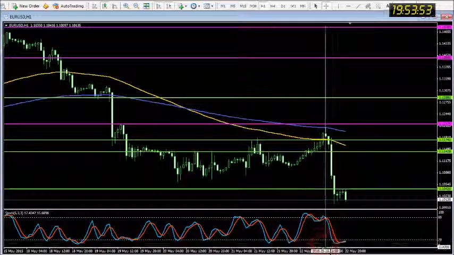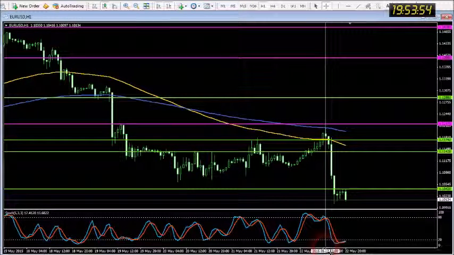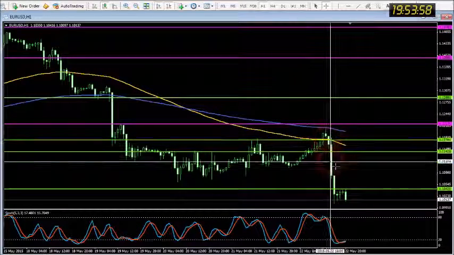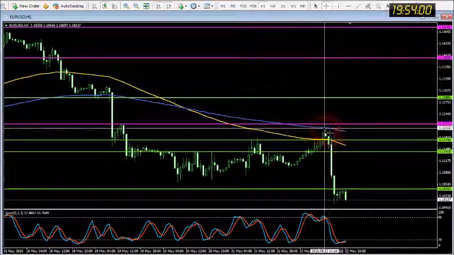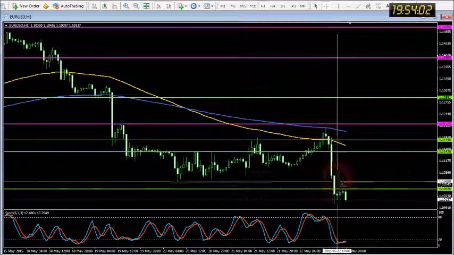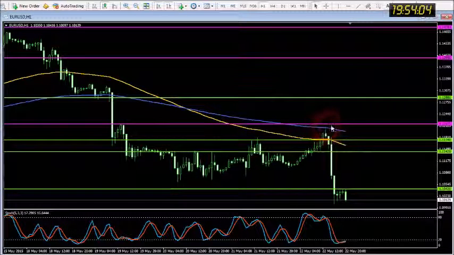For example, look below here where my line is. It says 13:00. That's where exactly at full hour the trend turned. So you can take advantage of this in different ways.